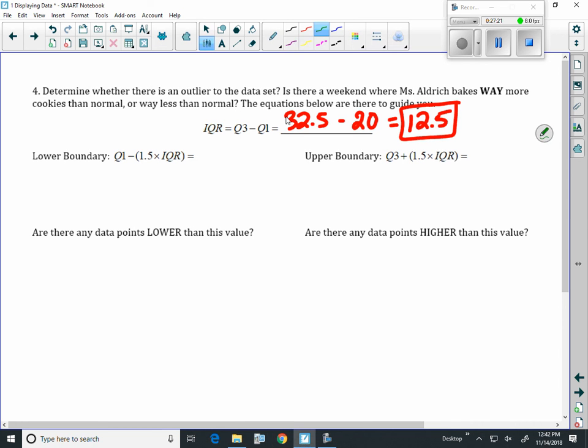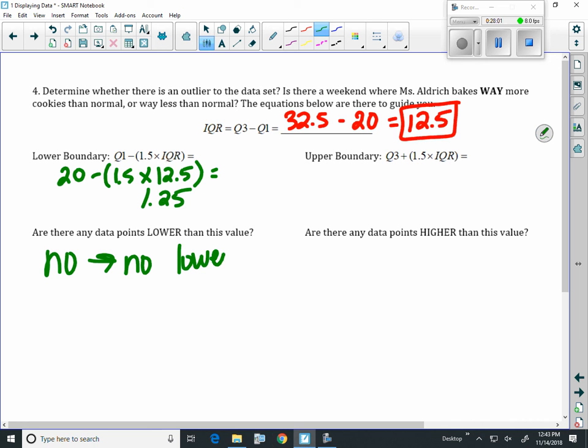All right, our lower boundary. What was quartile 1? 20, minus 1.5 times our IQR of 12.5. And I'm getting 1.25. Is there any number in our data set lower than 1.25? No. So there's no lower outlier.